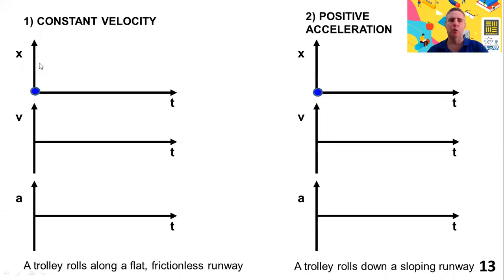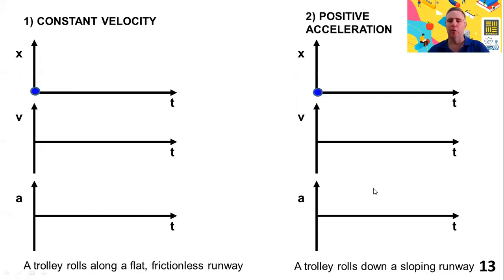So I'd like you to draw position, velocity, and acceleration time graphs for constant velocity motion. Let's imagine you're doing an experiment in the lab. You have a trolley, a dynamics trolley that rolls along a flat, frictionless runway. So you can have it starting from position 0, give it some initial positive velocity, and I'd like you to draw sketch graphs of position, velocity, and acceleration versus time.